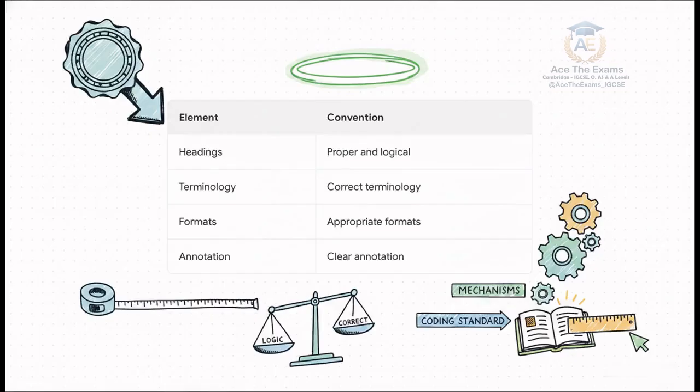If your headings aren't logical, you drop the method mark. If you use a casual word like middle instead of the strictly syllabus-aligned term center, you drop the method mark. Formats must be strictly appropriate to the data type, and your annotations must be exceptionally clear and evidence-based. Remember Sam? Sam used to just draw an arrow and write aligned. Now, following this table, Sam writes right-aligned financial data to facilitate rapid decimal comparison, conforming to standard accounting formats. Do you see the difference there? That is exactly how you secure those top bands.